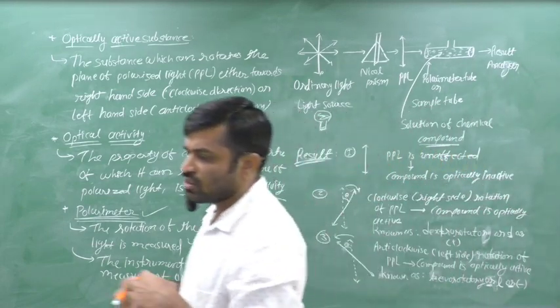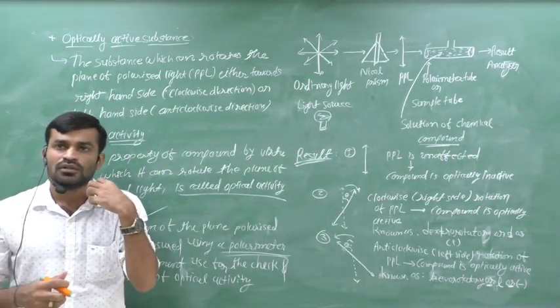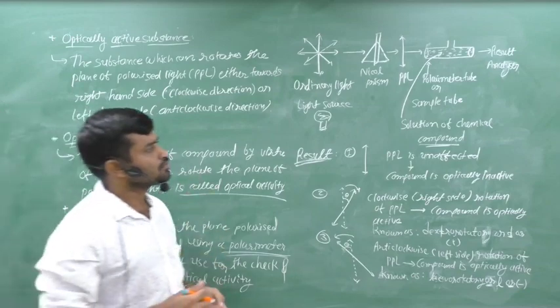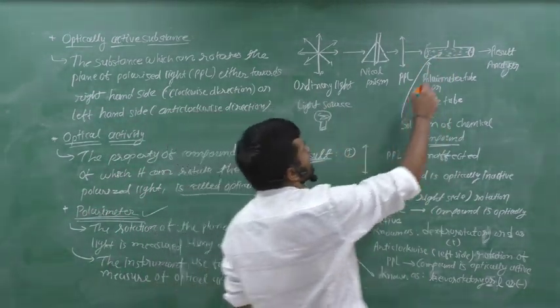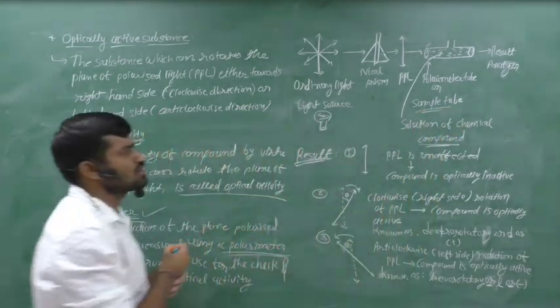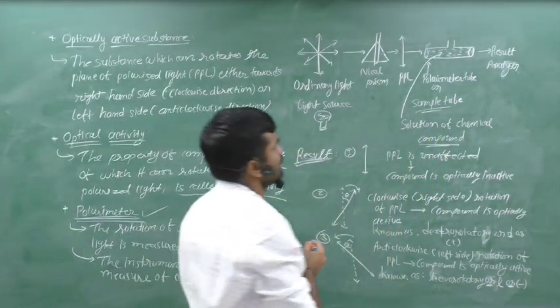You can make the solution of the compound and fill the solution in the polarimeter tube. It is a polarimeter tube, also known as the sample tube. The arrangement is like that.